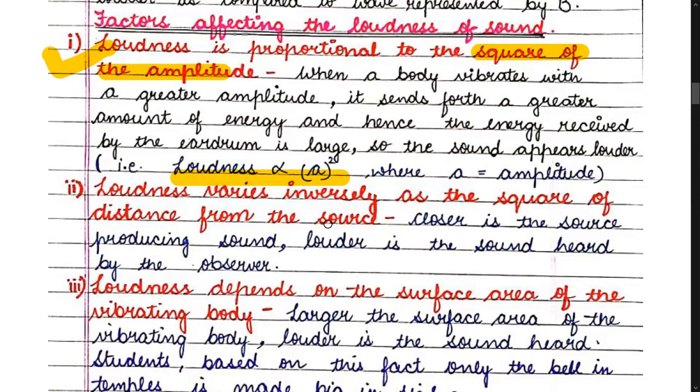Students, do not write that loudness is directly proportional to amplitude. It is a wrong statement. It is not directly proportional to amplitude. Rather, it is directly proportional to square of the amplitude. So the word square plays a very important role.